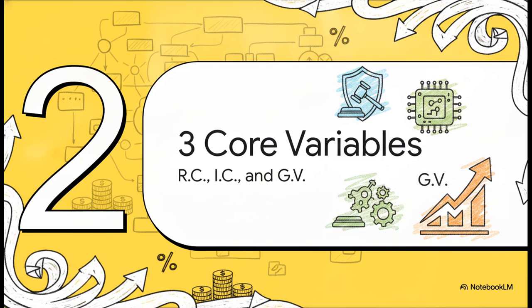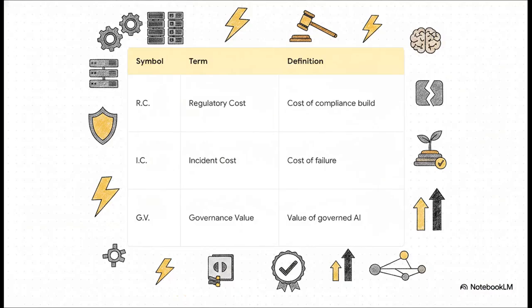Section 2. 3 core governance variables. Now, what's really interesting here is how we can take the sprawling, insanely complex world of AI regulation and distill it down to just 3 critical financial variables. First up, we have RC, or regulatory cost. This is exactly what it costs you to build and maintain a compliant AI system, so your infrastructure, your audit readiness. Second is IC, incident cost.